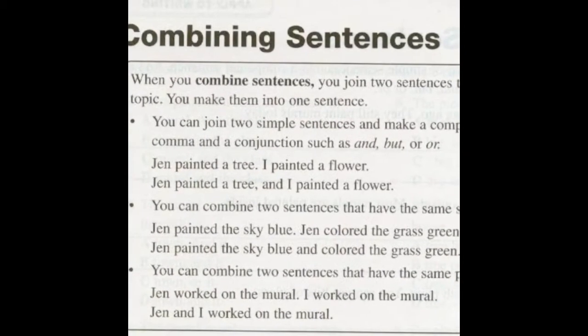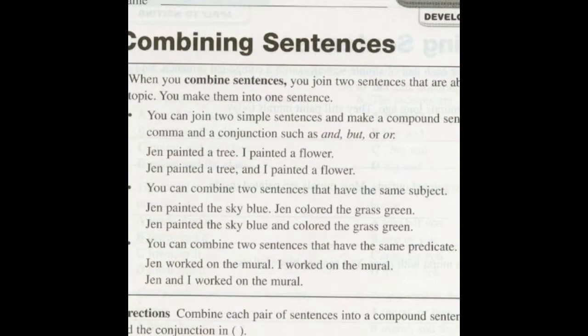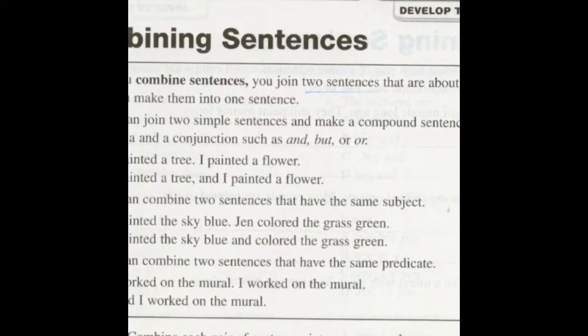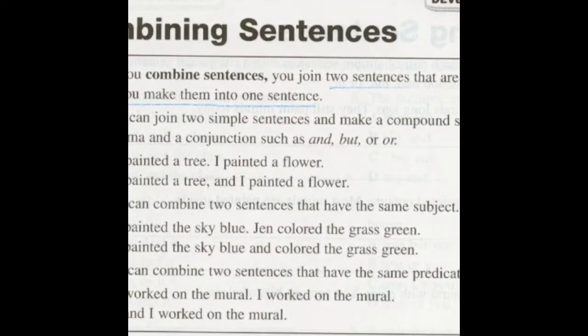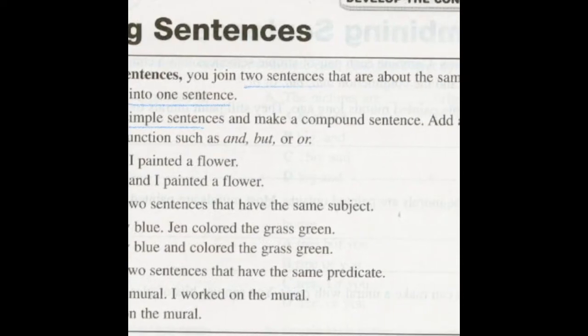And it says when you combine sentences, you join two sentences that are about the same topic, and you can make them into one sentence. You can join two simple sentences to make a compound sentence. It's very similar to combining two words to make a compound word. Okay? So you can take honey, you can take bee, and you can combine them to make honeybee, for example. We can do the same thing with sentences.